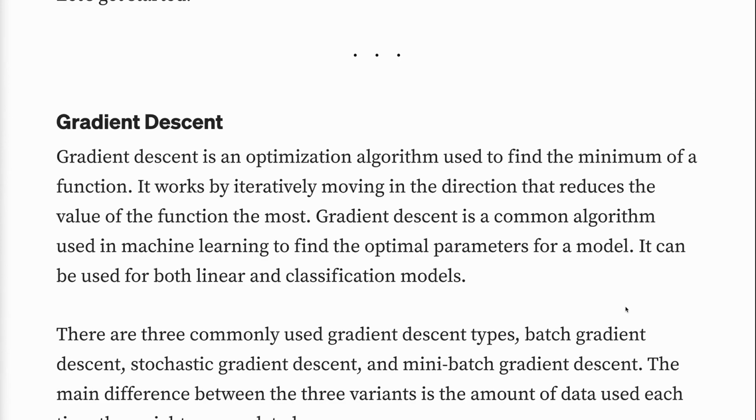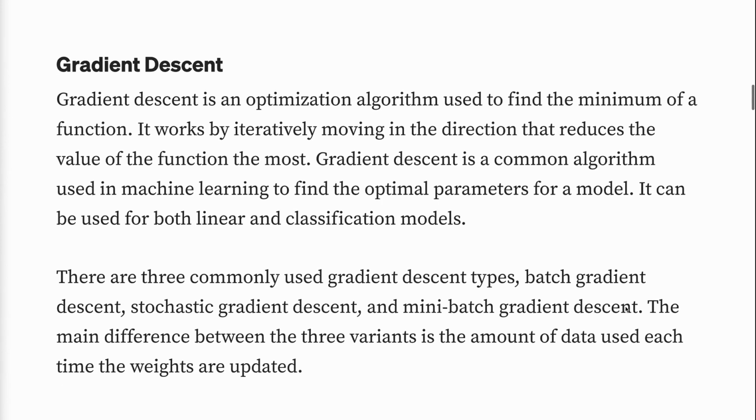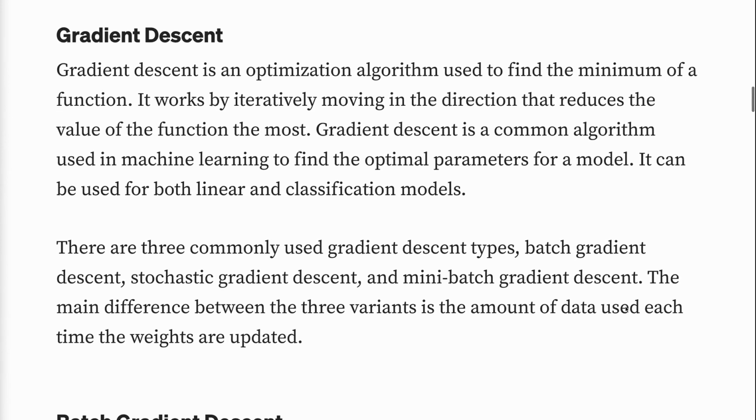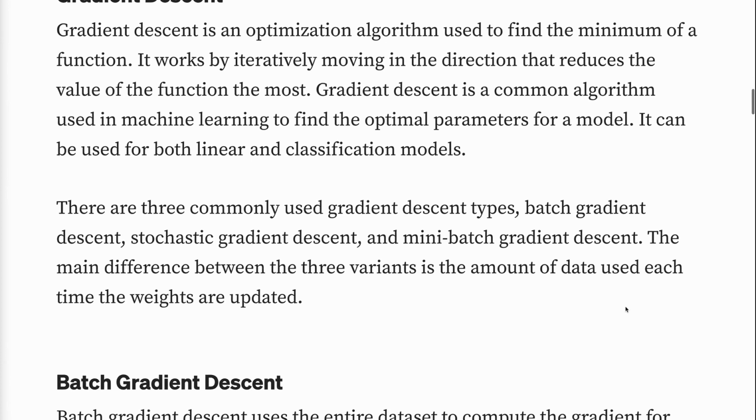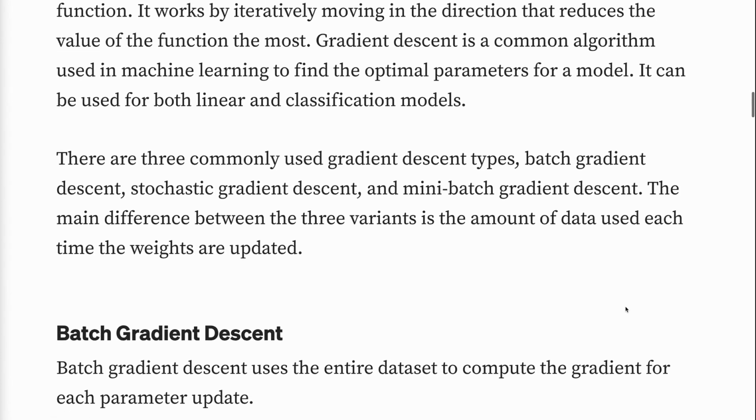Gradient descent is an optimization algorithm used to find the minimum of a function. It works by iteratively moving in the direction that reduces the value of the function the most. Gradient descent is a common algorithm used in machine learning to find the optimal parameters for a model. It can be used for both linear and classification models.